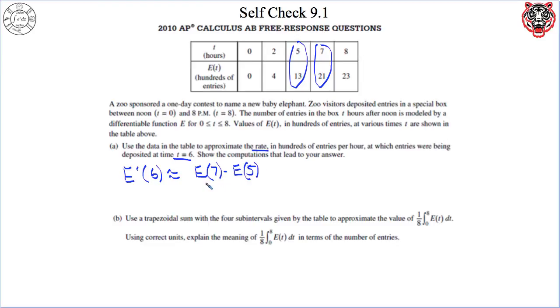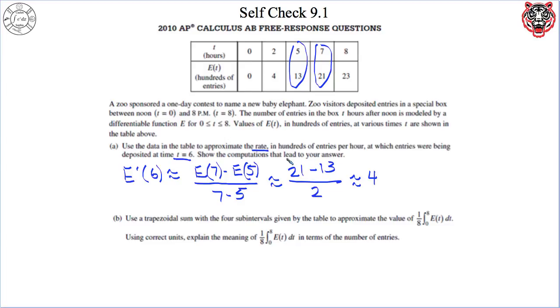I'm using this secant line to approximate the tangent. And that's going to be divided by 7 minus 5. So what is that going to be? So E of 7 is 21, E of 5 is 13, minus 13. All of this is going to be divided by 2. So that's going to be 21 minus 13, that's going to be 8. 8 divided by 2 is 4. So this is going to be 4.